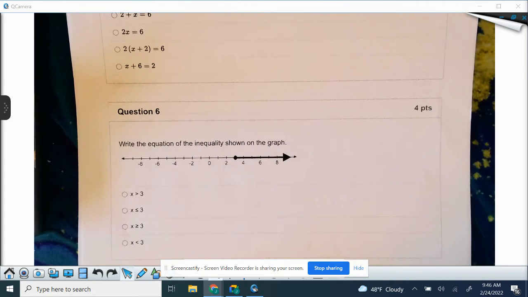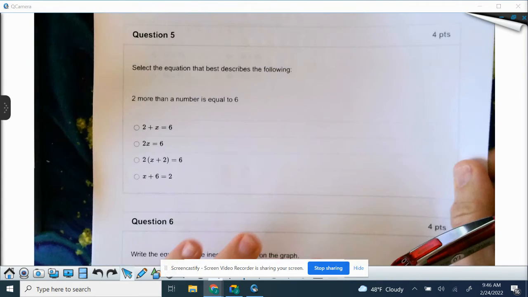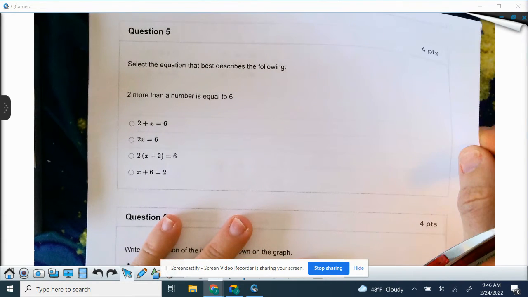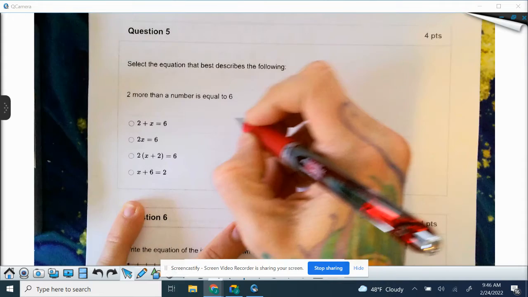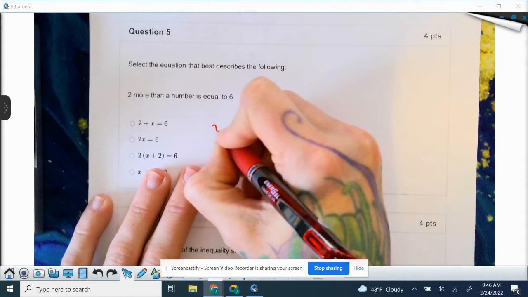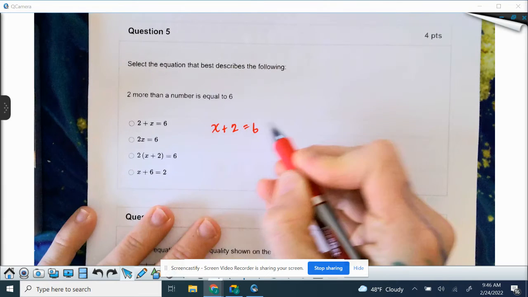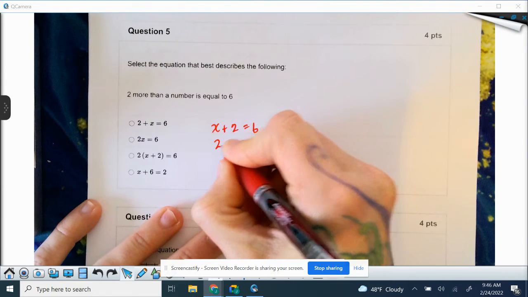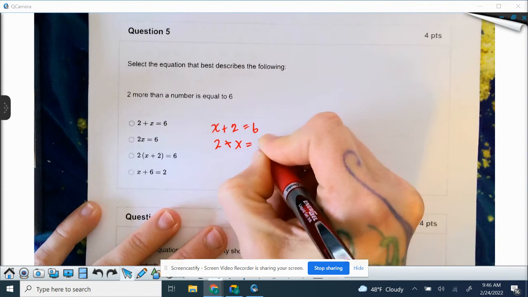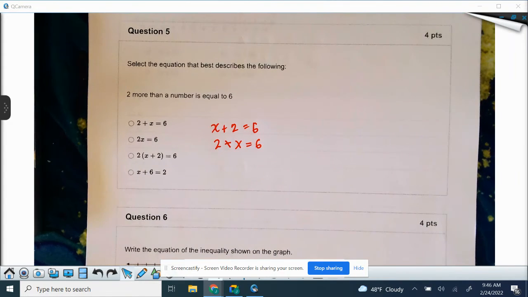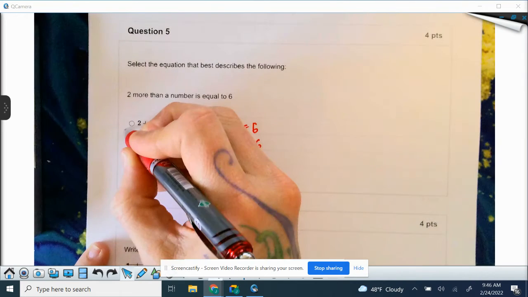Number 5. Select the equation that best describes the following. 2 more than a number is equal to 6. So 2 more than says x plus 2 equals 6. Because it's more than, so in addition, it could still be 2 plus x equals 6. Sorry, my hand definitely did not want to put a plus there. We wanted to put 2x. So looking at these, our answer choice should be here.